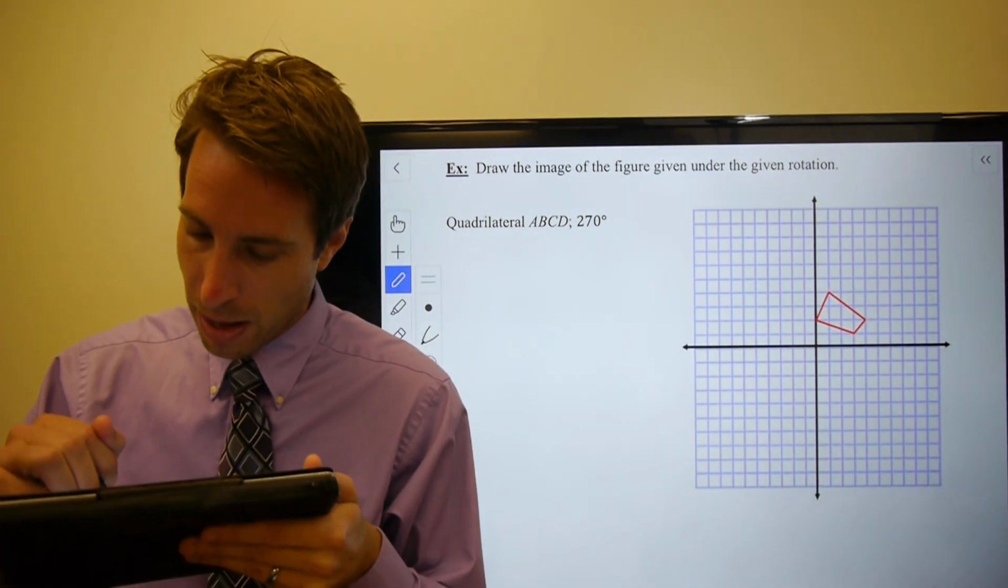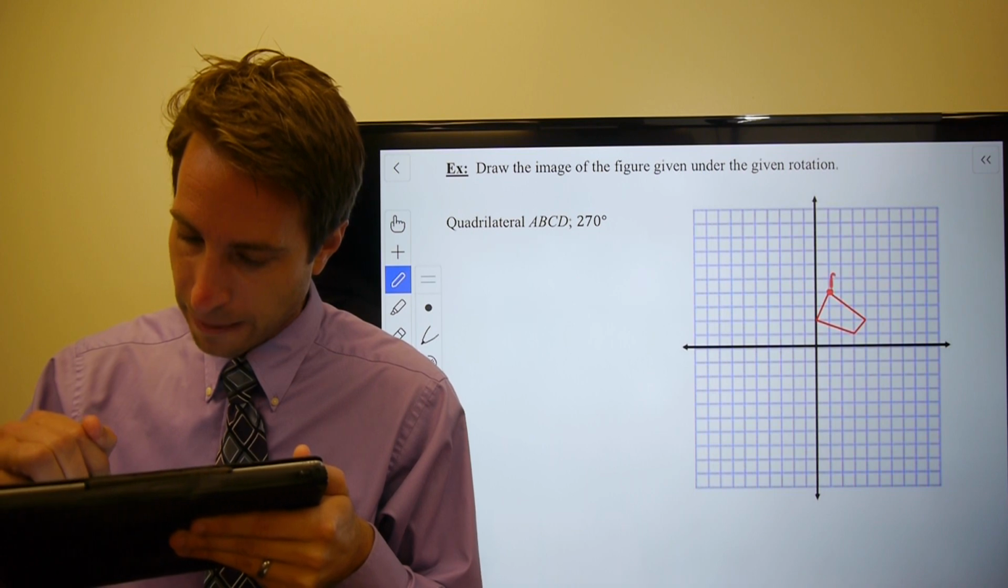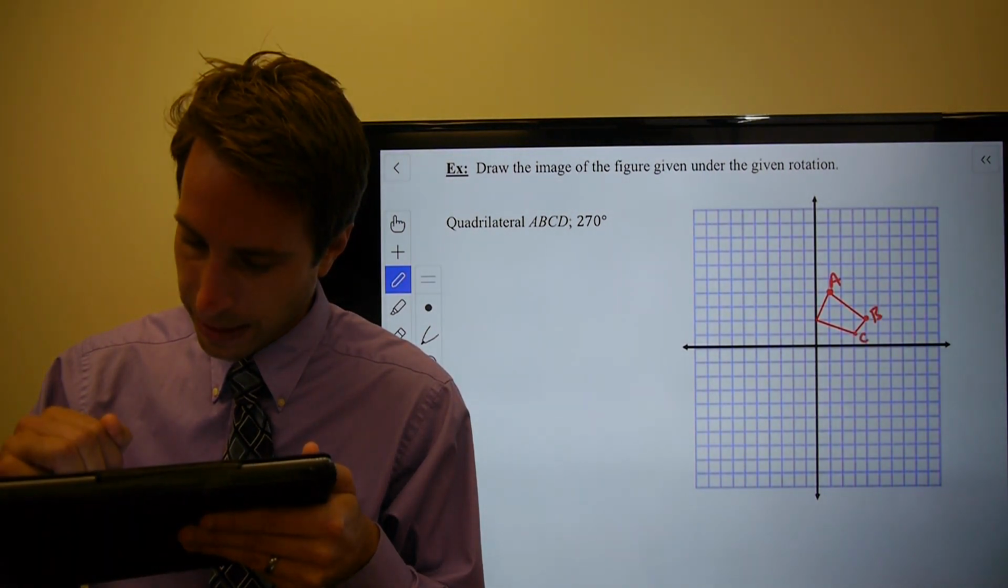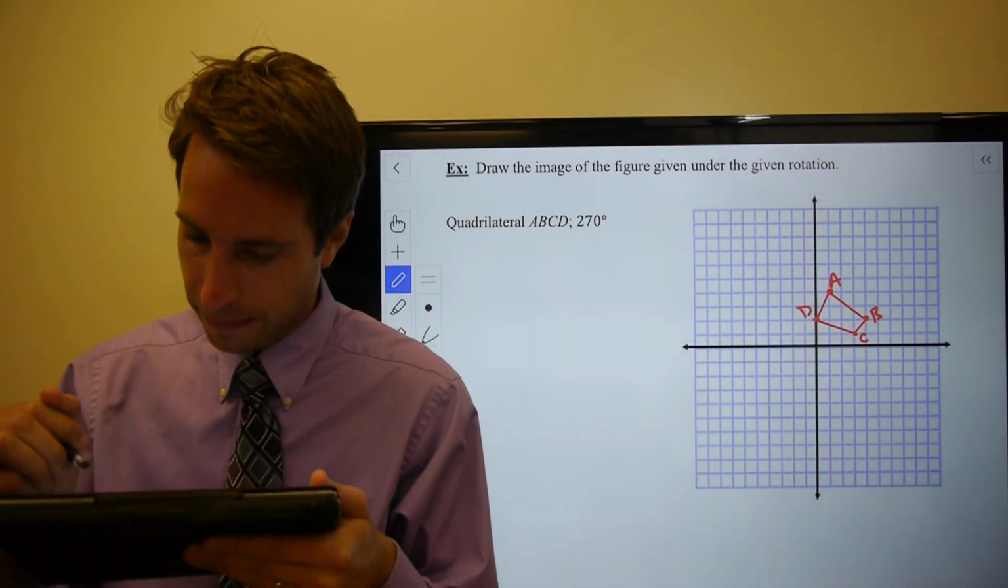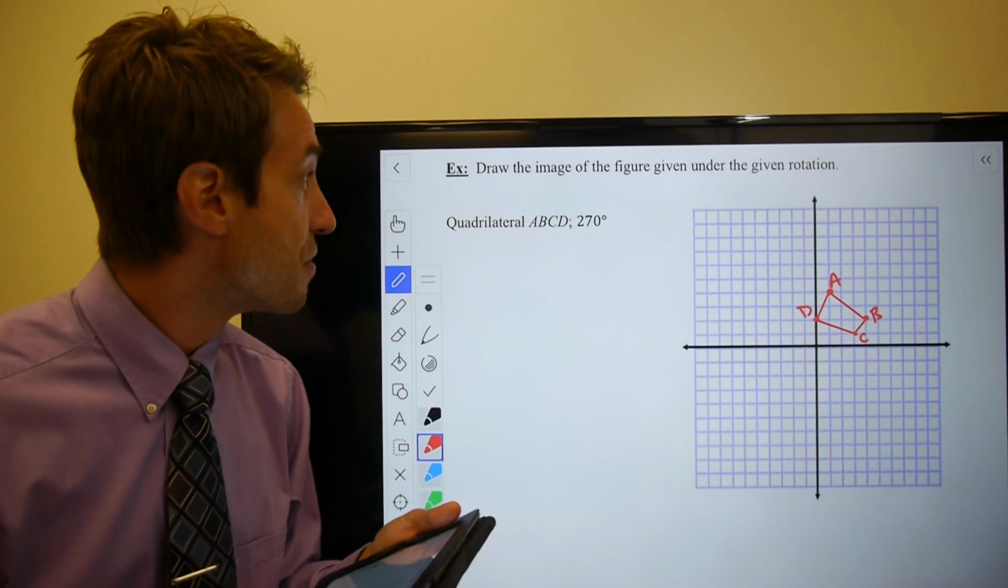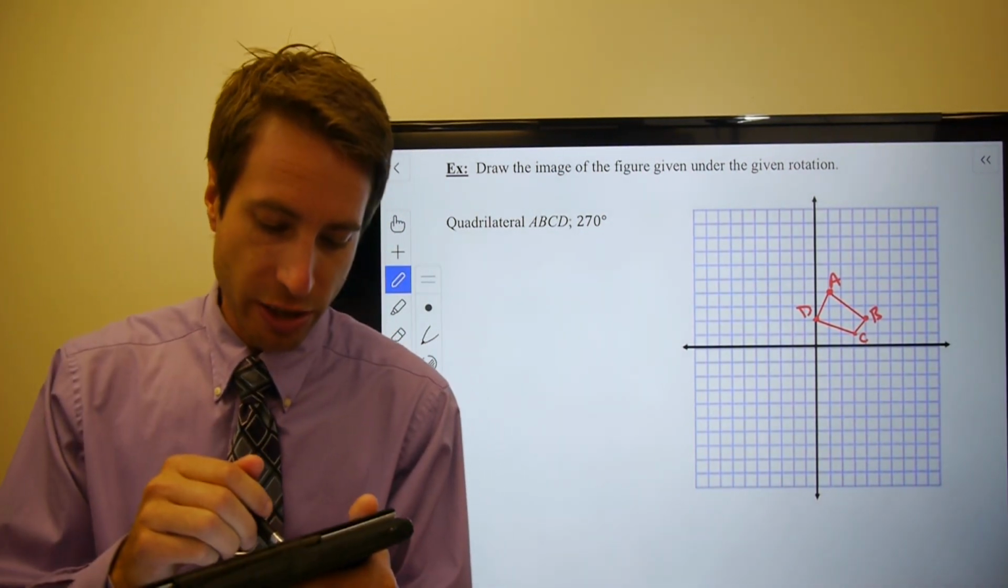Let me label my vertices. A, B, C, D. Okay, let's do that. Then what we're going to do is rotate it 270 degrees.